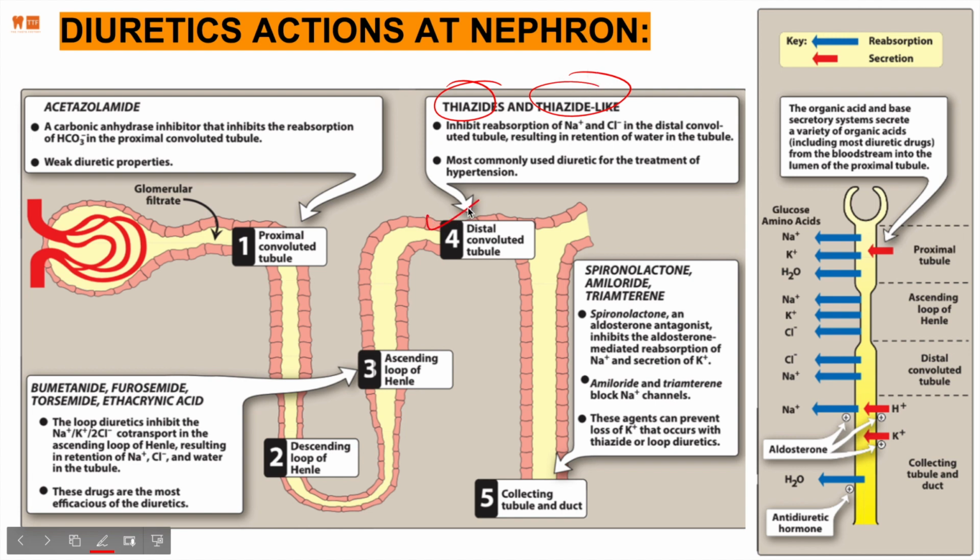They work on the distal convoluted tubule. They inhibit the reabsorption of sodium chloride in the distal convoluted tubule, resulting in retention of water in the tubules. These are the most commonly used diuretics in the treatment of hypertension. So this tells us that it inhibits the reabsorption of sodium into the body. It keeps the sodium and chloride in here. That allows water to remain in here.